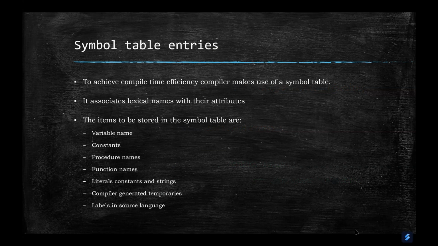The items to be stored in the symbol table are variable names and constants, procedure names, function names, literals, constants, and strings, compiler generated temporary variables, and labels in the source program. All are stored in the symbol table with the references. Based on the references, in each and every phase, it is going to be accessed.